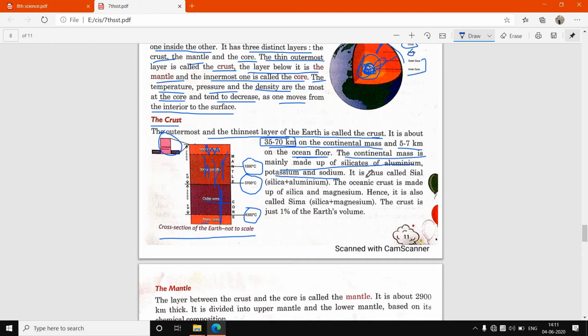So it is thus called Sial. This is made up of silicates of aluminium, potassium and sodium. By the combination of silica and aluminium, we call it Sial. The oceanic crust is made up of silica and magnesium. Hence we call it Sima: the first two letters of silica and the first two letters of magnesium. The crust is just 1% of the earth's volume.